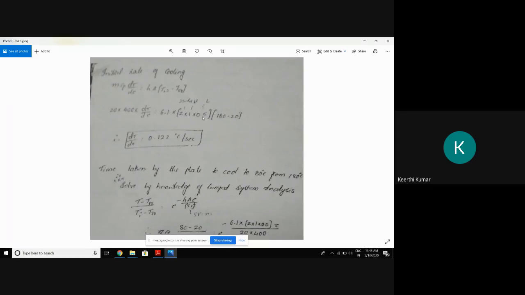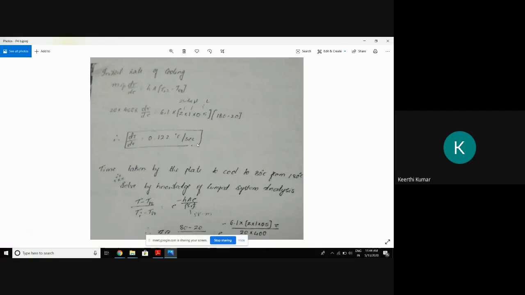Can you tell why I have taken 2 into 1 into 0.5? Because both the sides are exposed? No, this is not because both the sides are exposed. Why did I take 2 here? Because here I have taken the mass of the plate, and this mass of the plate means the entire plate, both sides. If I put the plate on a weighing machine, we get 20. Okay, you can also understand that as both the sides being exposed. That is also okay, that is also an easy way to understand. 2 into 1 into 0.5, and 180 minus 20, we will get the initial rate of cooling. That is 0.122 degrees centigrade per second.